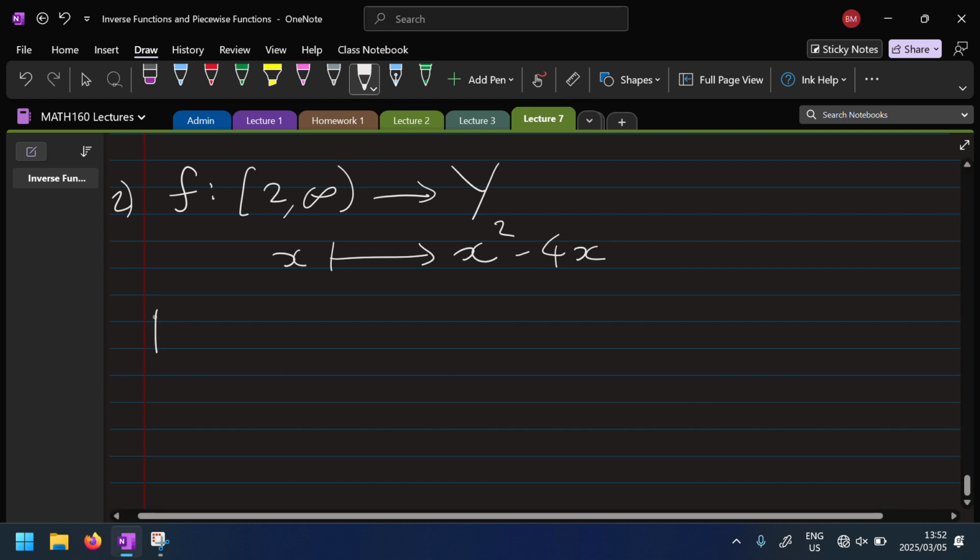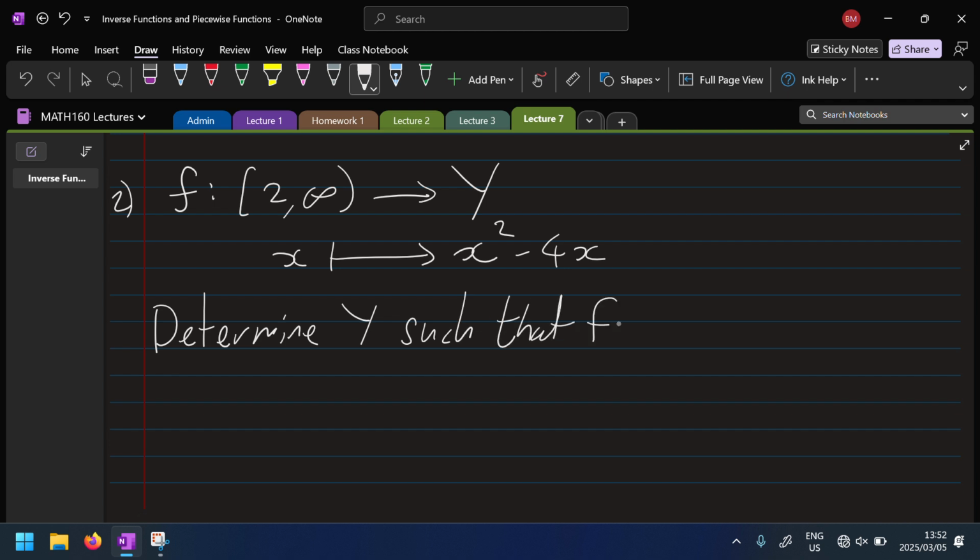Okay, so 2 parts to this. Determine y such that f is invertible. That's part 1. And then part 2, find f inverse. Okay, so what do we mean by the first part? Determine the set y such that f is invertible. Let's break it up a bit. Y, that is the target. Okay, so make a little note there. Above y, right there, that's the target. Okay, such that f is invertible.